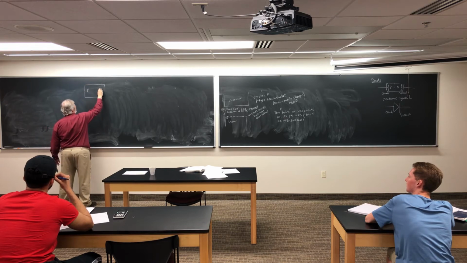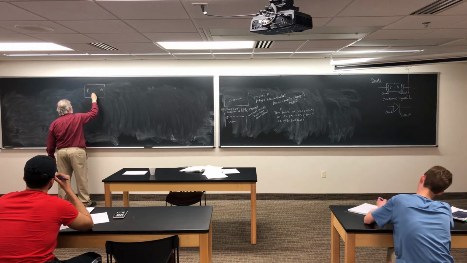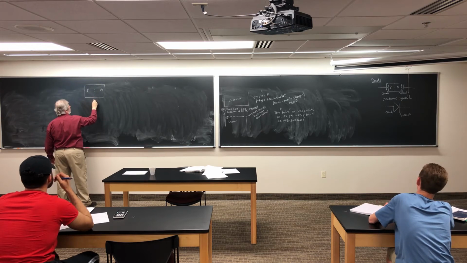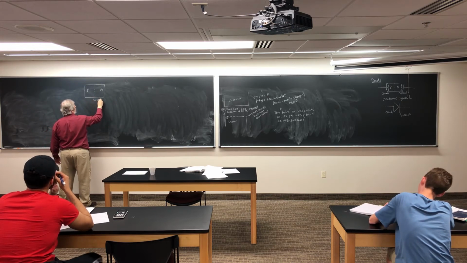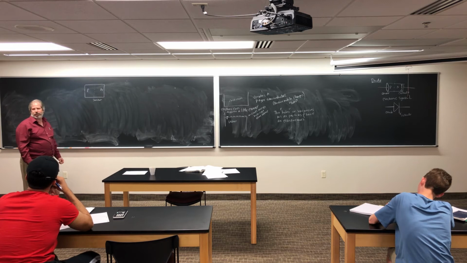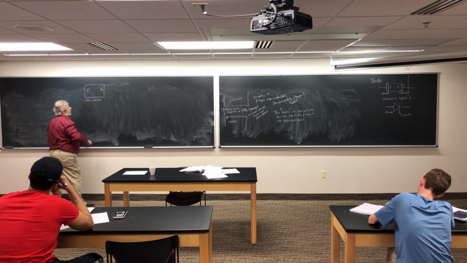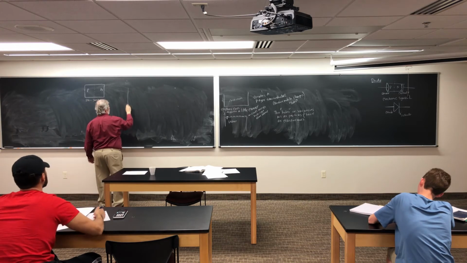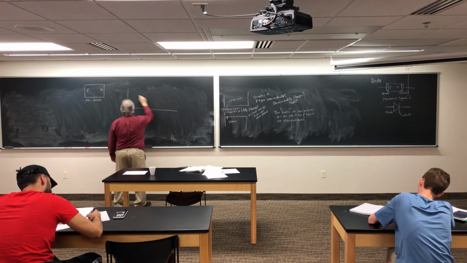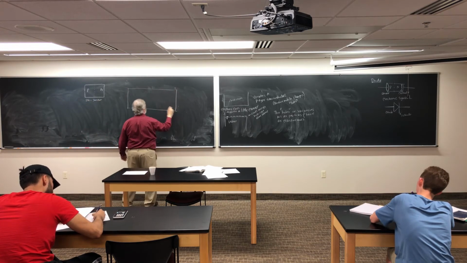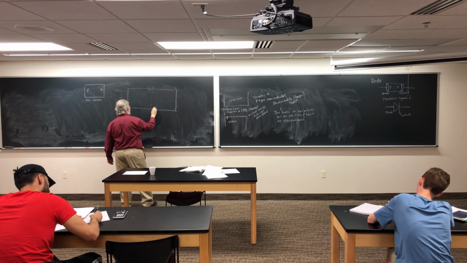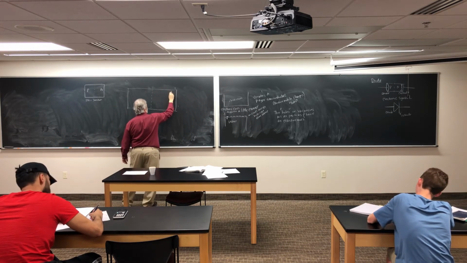Here's my P, here's my N, and here's the junction. So this is called a PN junction, okay? Let me draw this a little bigger here. So here's my junction here. Let's say this is the N-type.